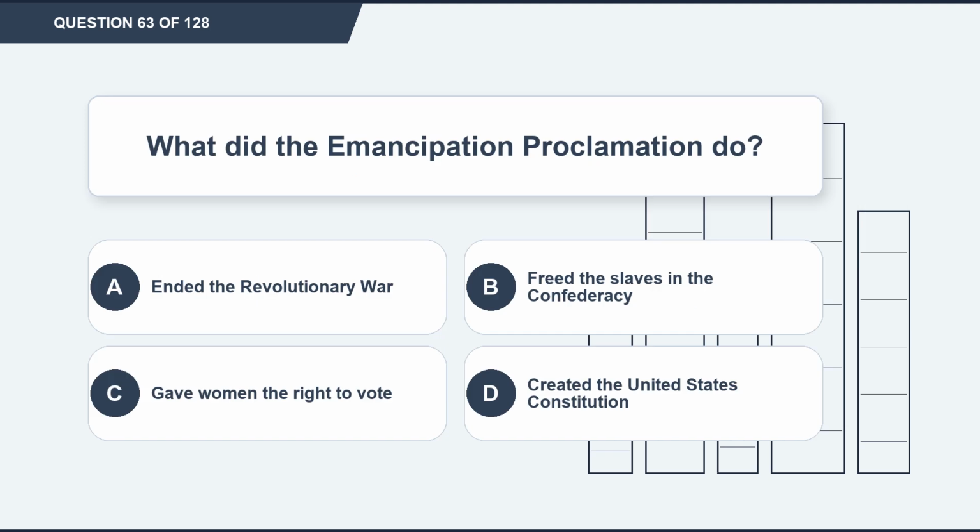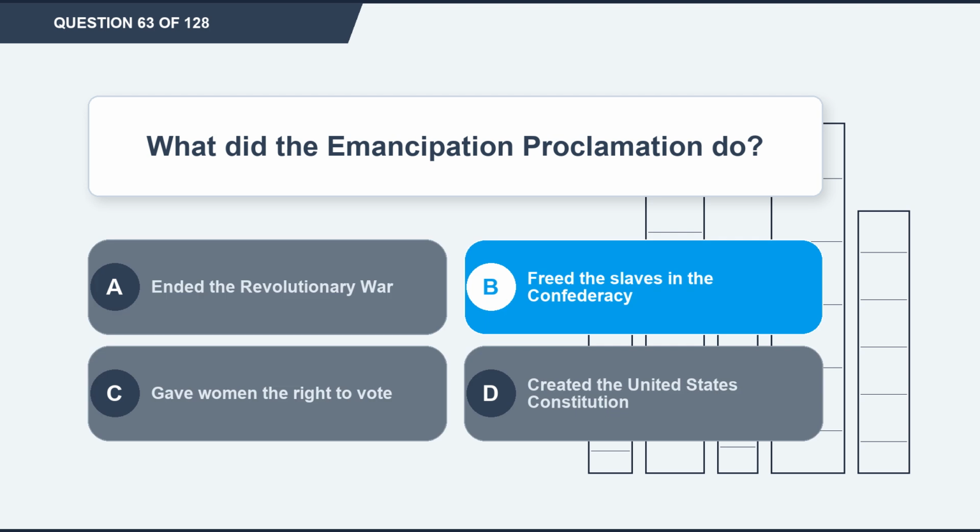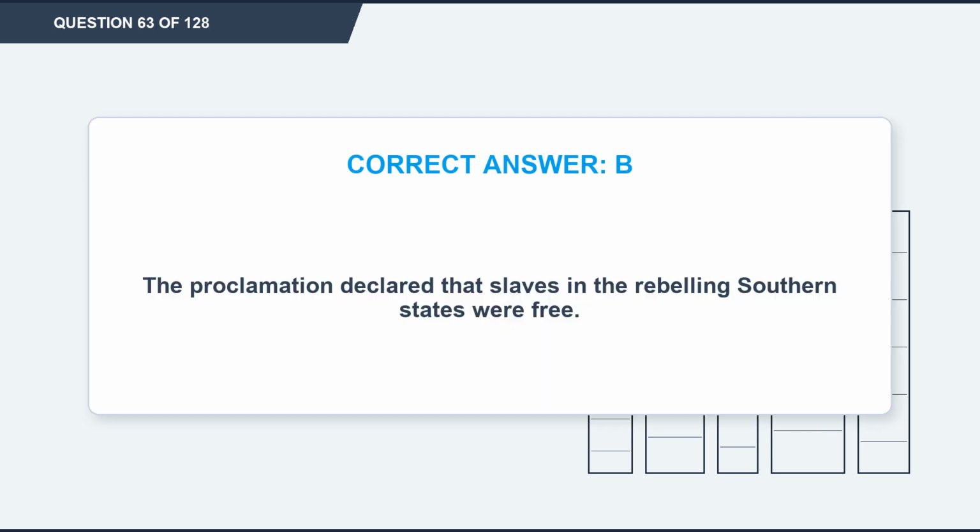Question 63. What did the Emancipation Proclamation do? Option A, ended the Revolutionary War. Option B, freed the slaves in the Confederacy. Option C, gave women the right to vote. Option D, created the United States Constitution. The correct answer is option B, freed the slaves in the Confederacy. Explanation. The proclamation declared that slaves in the rebelling southern states were free.